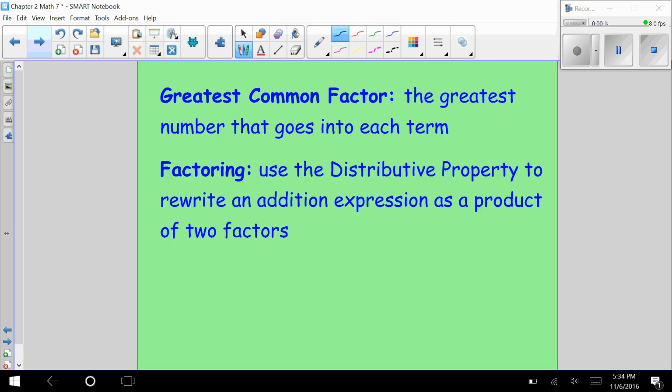First word is greatest common factor. That is the greatest number that goes into each term. Greatest common factor should not be a new word for you. We're just going to use it a little differently. Factoring is our new word. We're going to use the distributive property to rewrite an addition expression as a product of two factors. So we are basically going to undo the distribution that we learned about before.